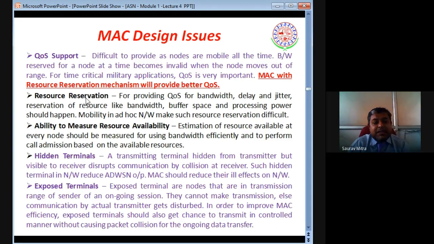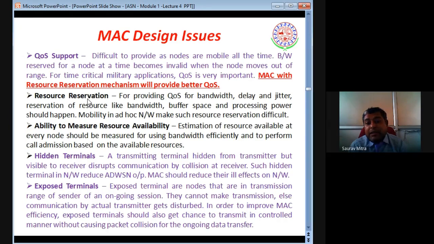This is called resource reservation. So the MAC protocol should reserve bandwidth for every sensor node. That is actually happening in case of a cellular network. That does not happen in case of ad hoc. But if that can be assigned by MAC, then there is nothing better than that. So bandwidth should be allocated by MAC for every sensor node, and if the MAC can ensure QoS for bandwidth, delay, jitter, all these things for every sensor node, there is nothing better than that.